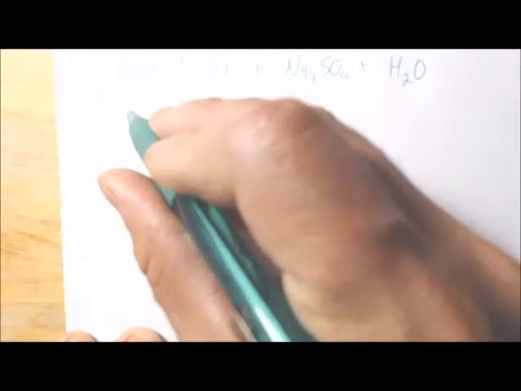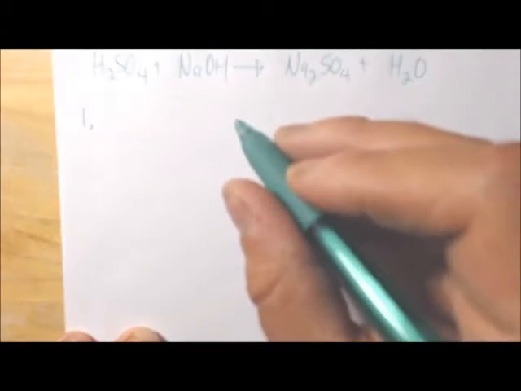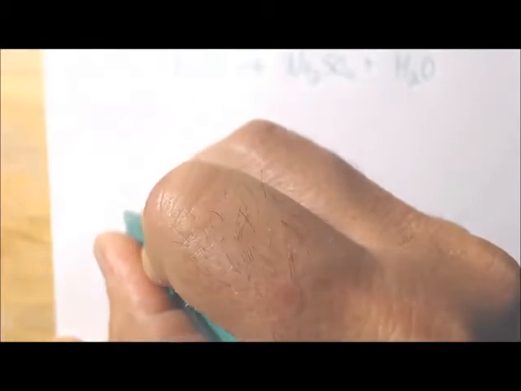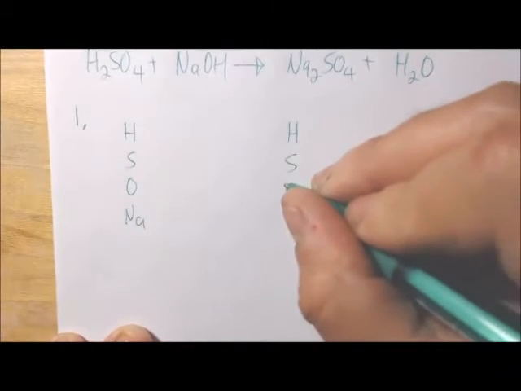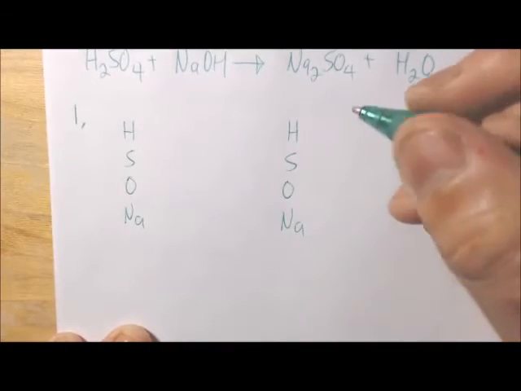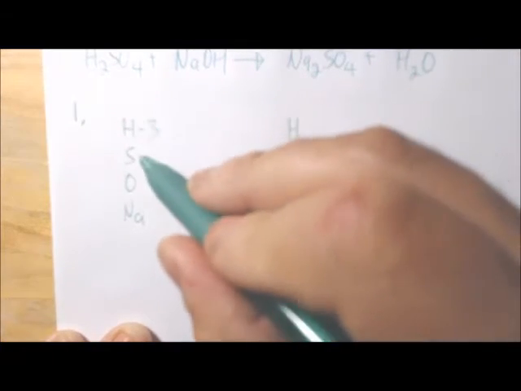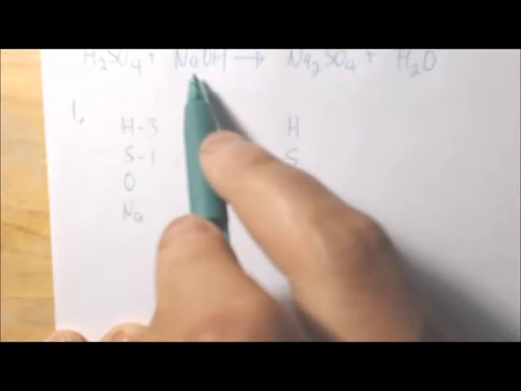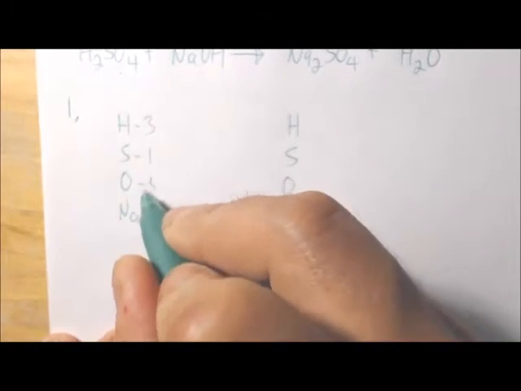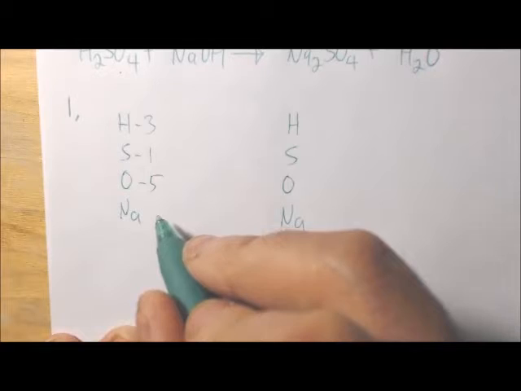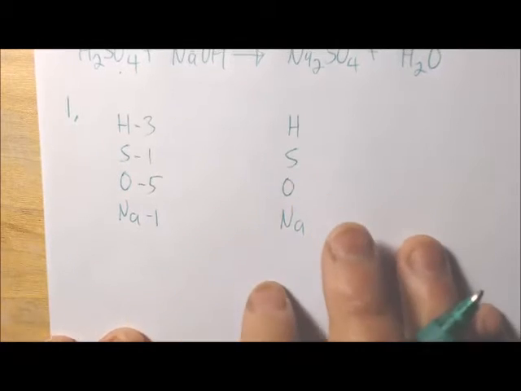So what I like to do is write down the elements that you are given. In this case, it is what we have: hydrogen on the reactant side, sulfur, oxygen, and sodium. I'm going to write that for the product side. Let's do some counting. So I have 3 hydrogens on this side, 1 sulfur, 5 oxygens. Don't forget there's 2 on both sides, and 1 sodium.